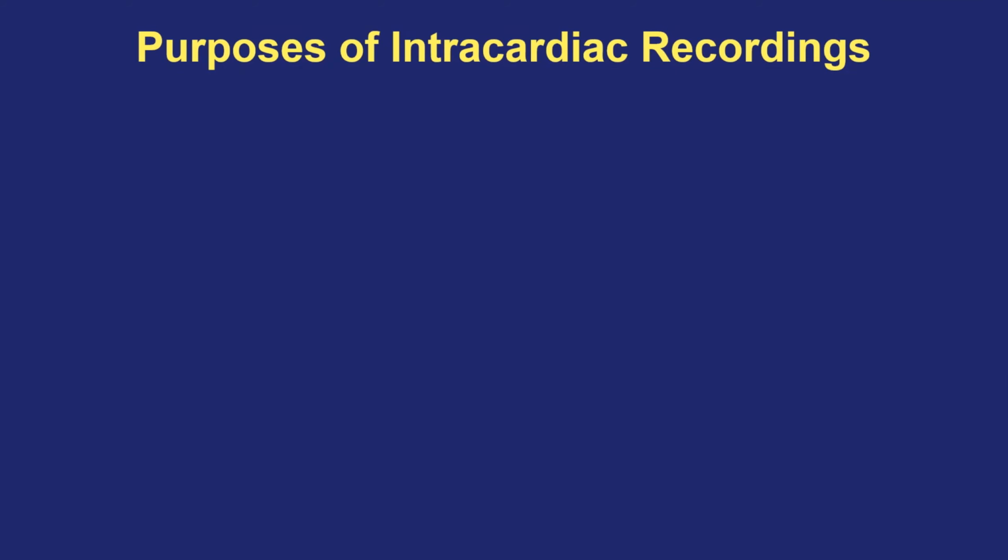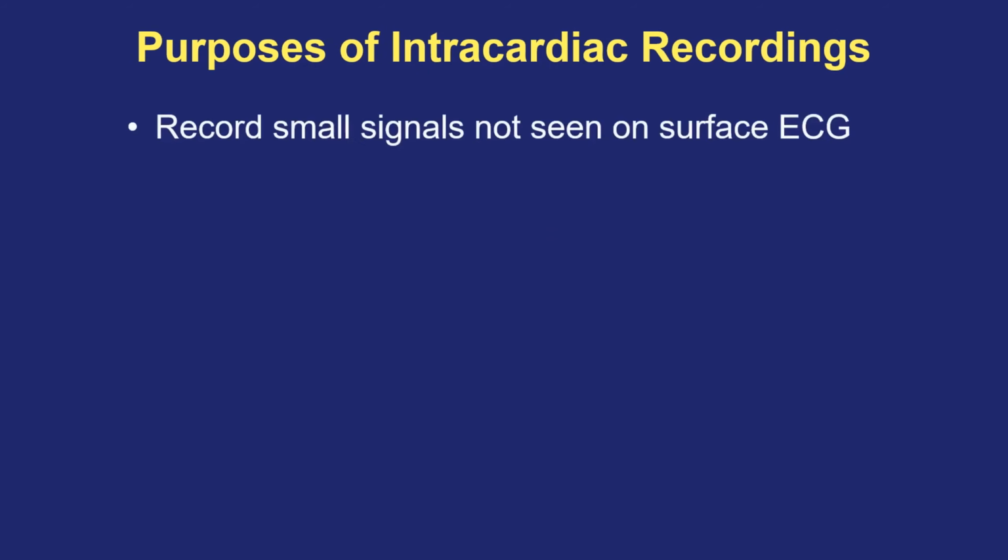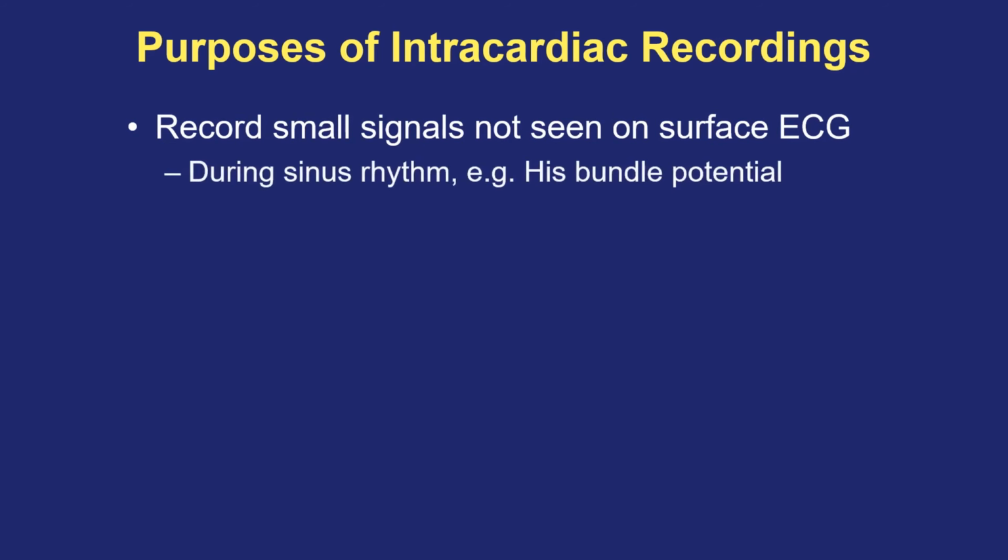Let's review why we bother putting catheters in the heart in the first place. The main reason is so that we can record small signals from inside the heart that are not seen on the surface EKG. For example, from the bundle of His. If you put a catheter inside the heart, right next to where the bundle of His is located, at the tricuspid annulus, you can record a small deflection.